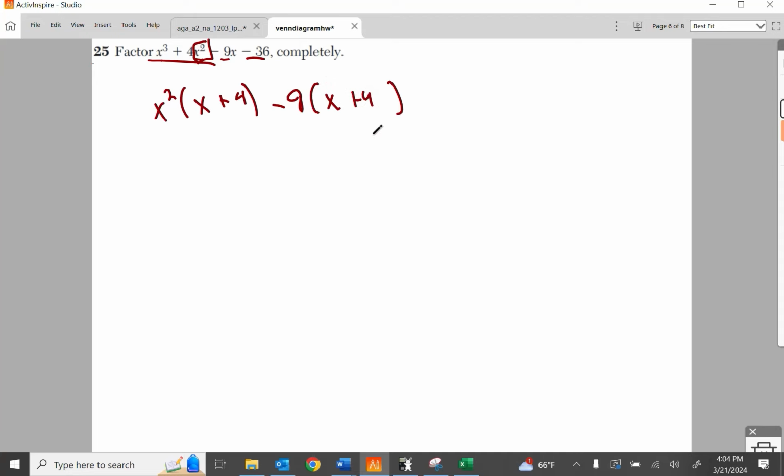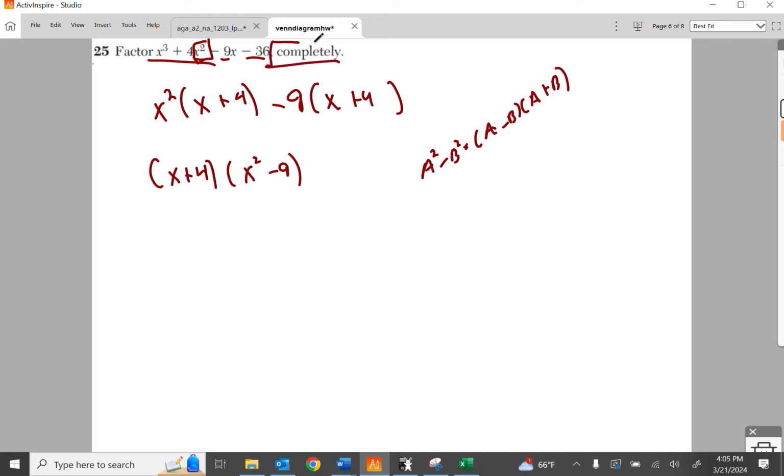What I am down to is 2 factors. They both have x plus 4 in common. And what is left over is x squared minus 9. Now, I really tried hard to get you to memorize that a squared minus b squared is a minus b times a plus b. I tried really hard to get you to memorize that. And it has the word completely here. So x squared minus 9 factors as x minus 3 times x plus 3. Because the outside makes the negative 9, the inside makes x squared, and they cancel each other out. It's easy peasy Japanesey.